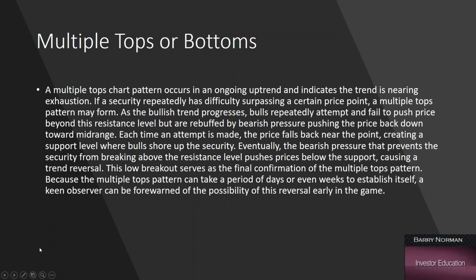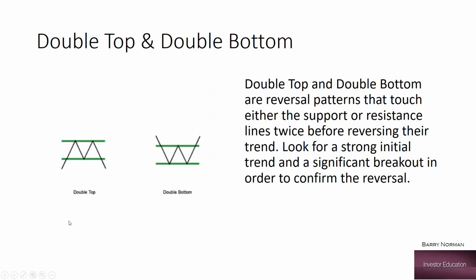Now we have what's called multiple tops and multiple bottoms, where it's triple tops or double tops. And these are pretty straightforward. It's when price is moving up and you're able to draw your support line and your resistance line. It tops out and hits your resistance line, bounces back down to your support line, bounces back up to your resistance line, bounces down. You can expect it to then break out of your double top.